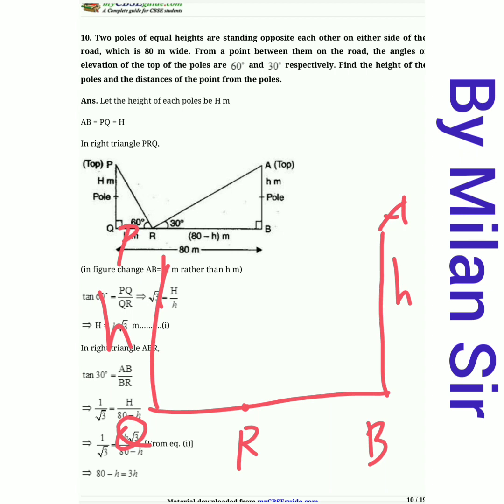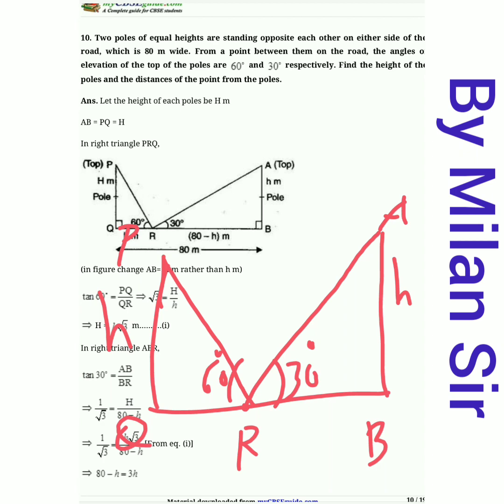So just join PR and AR, because this point to the top of the pole, right? So we join this point with the top of the pole, that means PR and AR. Right now, which angle is larger? Which angle do you see larger? It is this one. So I give 60 degree to this and 30 degree to this triangle.